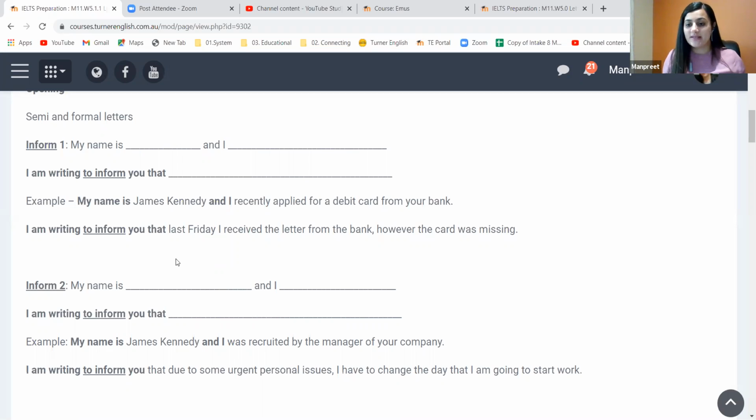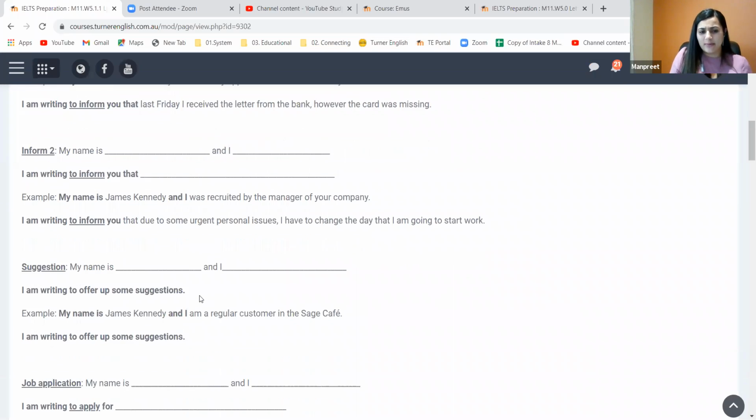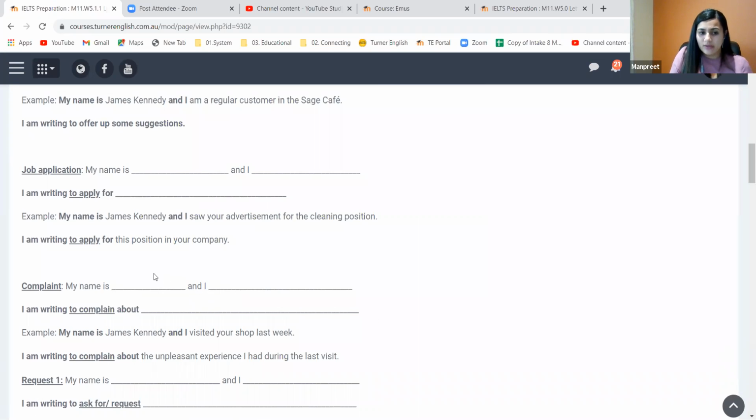Because the vocab would be the same for semi-formal and formal, there's no difference in that. It's just the starting and the finishing, so basically the beginning and the closing. All right. Okay. So now we have a few examples here, or you can say samples here.